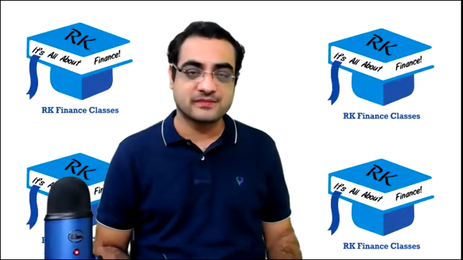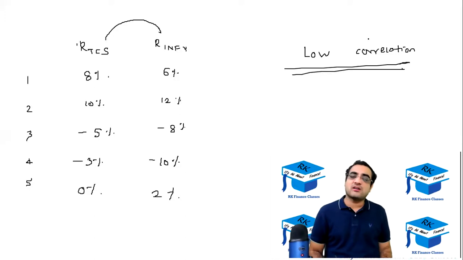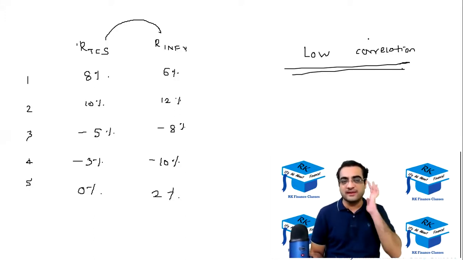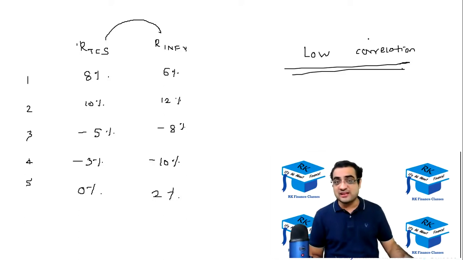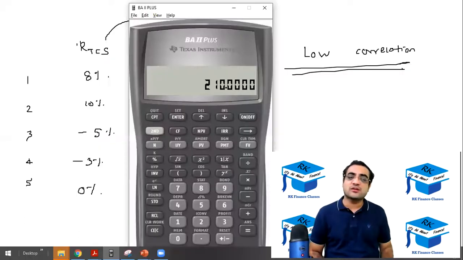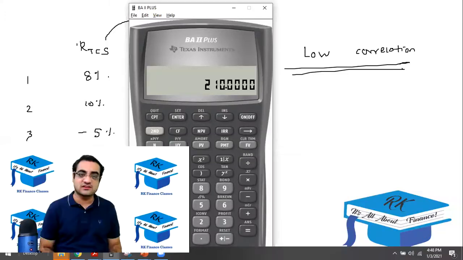So let's see. Now in mathematics, there's a formula for calculating the correlation. Right now I'm not going into the mathematical formula because we are using a financial calculator. This financial calculator can help us get the correlation between the TCS and the Infosys. Let's see how to do that.